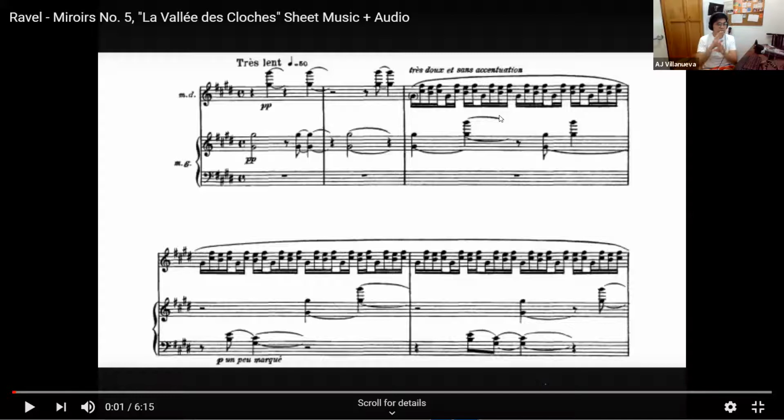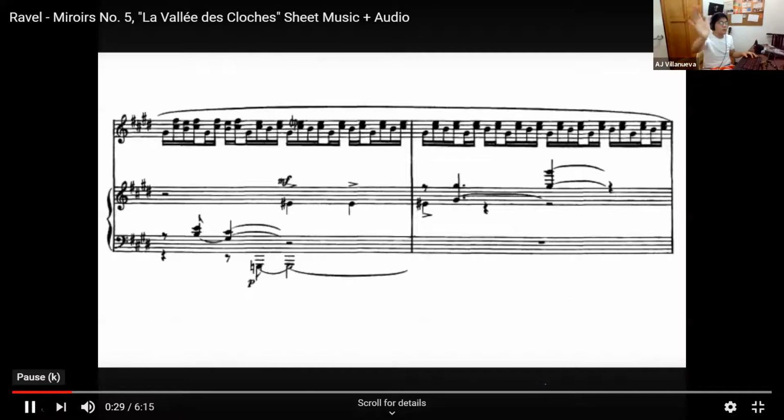It also depends on the instrument. Again, that's a topic for another day. Pero ang ginawa niya dito ay pang isang pianista lang to. So, first bell. Second bell. Third. Layers of bells with just one pianist. At yun yung idea niya.